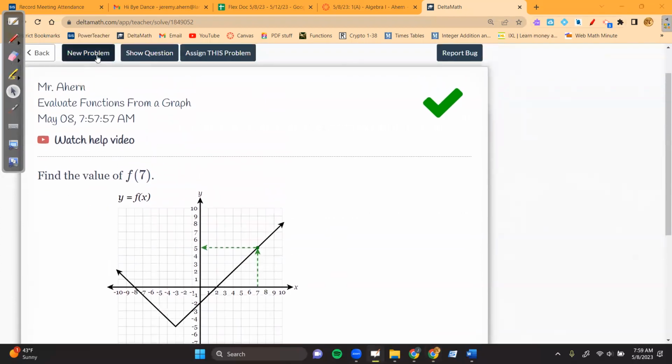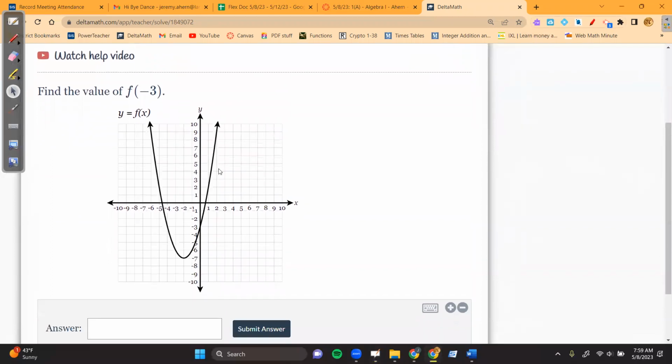All right, let's do another one. How about this one? It says, what's the function value at -3? -3 is the input, so where do I go?